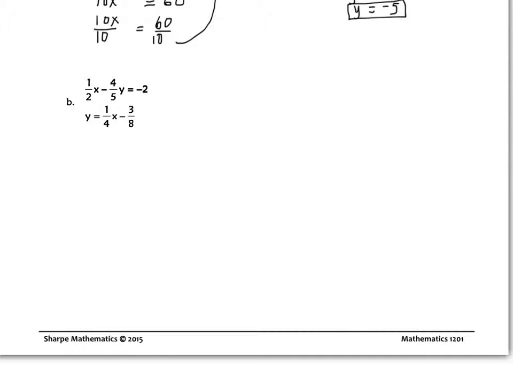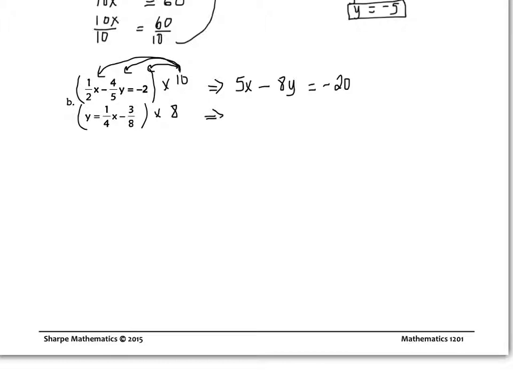Okay, so the next equation, I'm going to multiply the top equation by 10 to get rid of the fractions, and the bottom one by 8. So that's going to give me 10 times a half is going to be 5x, minus 10 times 4 over 5 is going to be minus 40 over 5, which is minus 8y, and 10 times negative 2 is negative 20. So I kind of skipped a step there, just did them each in my head, did 10 times each of those things.